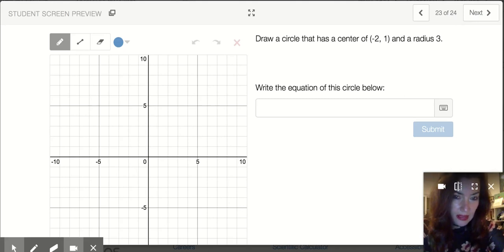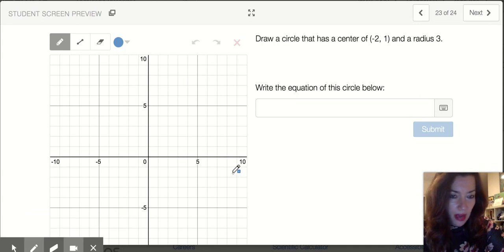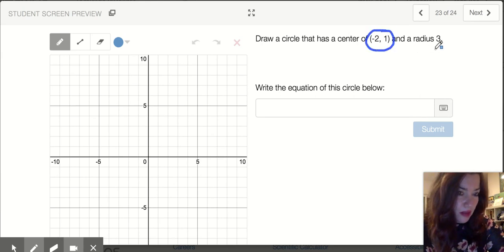Hi everyone. Last class we learned how to draw a circle, so I wanted to go over it. In order to draw a circle, all you need really is to know the center and the radius. So in this example, we're given a circle with a center of -2, +1, and a radius of 3.